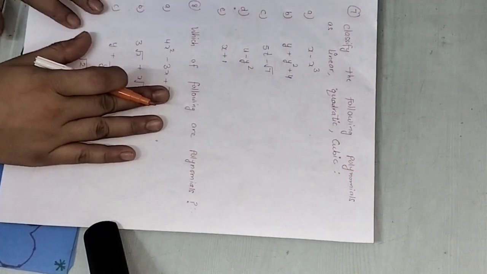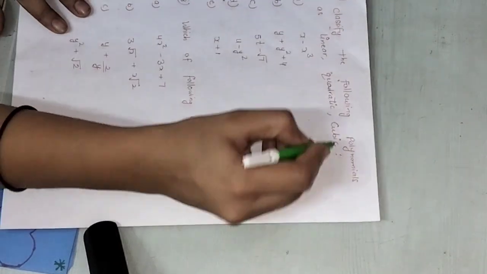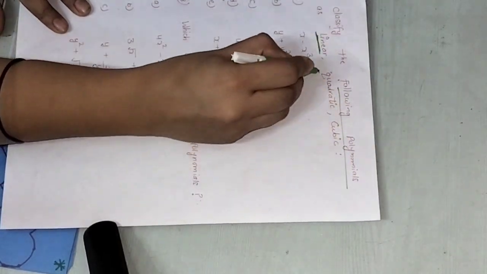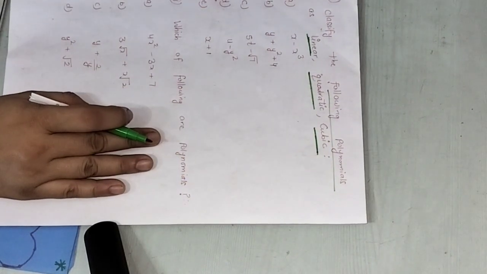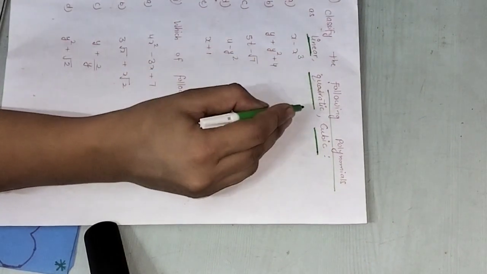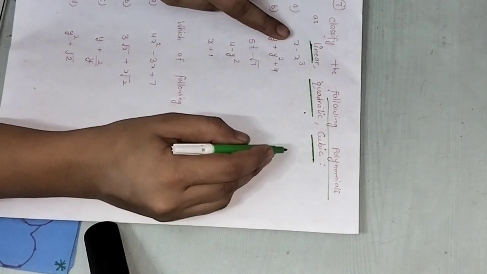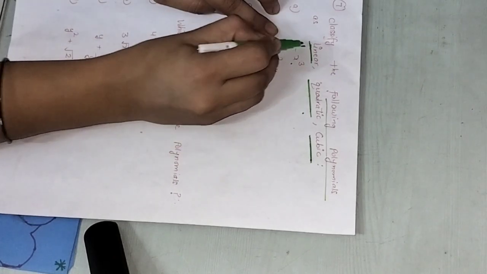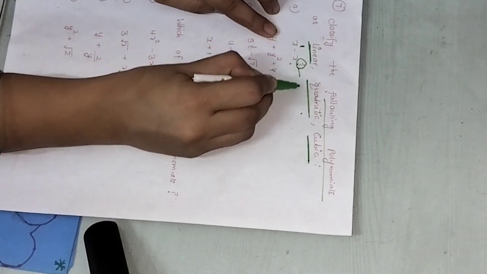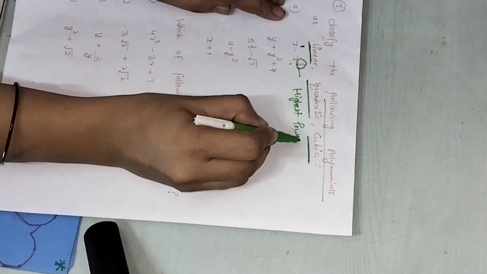Now we will discuss the next question. Classify the following polynomials as linear, quadratic and cubic. There are 5 parts and we have to tell which is linear, which is quadratic and which is cubic. In the first, x minus x cube, here the power is 1, here the power is 3, the highest power is 3, so it is cubic.